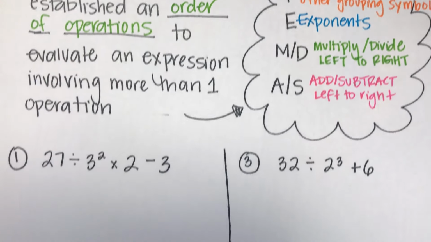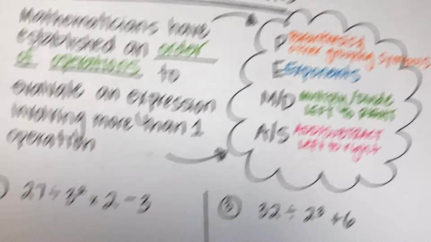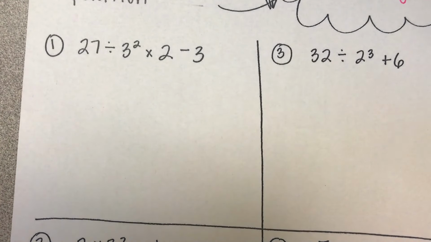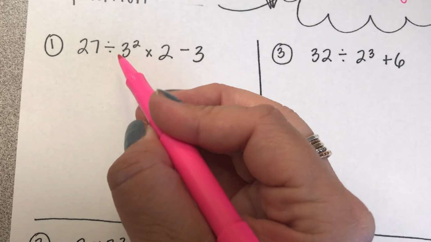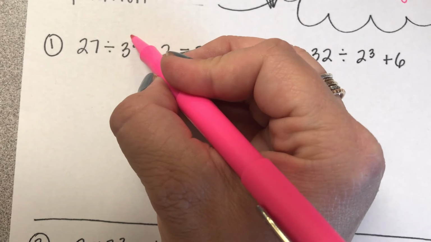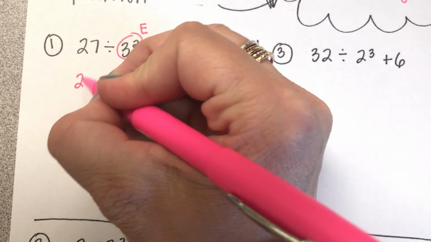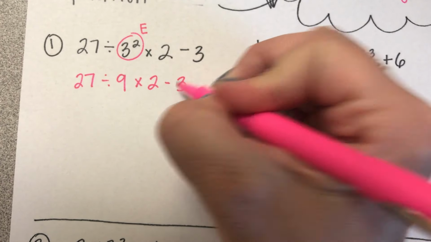So let's come down here and look at some of these examples. So the first thing you want to do, okay, on number 1, we're going to look at parentheses. Okay, are there parentheses or other grouping symbols? Right, we're referring back to here. Okay, so there are not. So the next thing that we want to do are exponents. So on this one, there is an exponent, and it's 3 squared. So we're going to evaluate that exponent. I'll put a little E here for exponent. Okay, and that 3 squared is 9. So we have 27 divided by 9 times 2 minus 3.